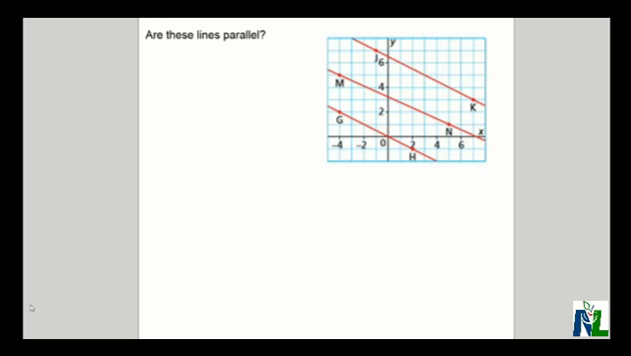Are these lines parallel? Well, we have to find the slopes. The slope of JK, and we're going to do rise over run. We have negative 4 over 8, which is negative 1/2 for the slope. That was the slope of JK, sorry.